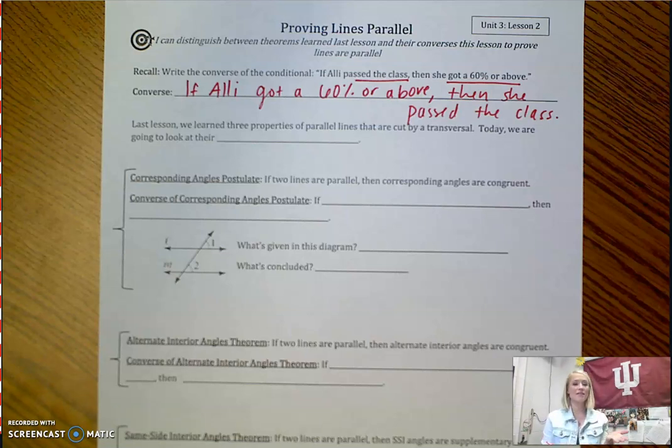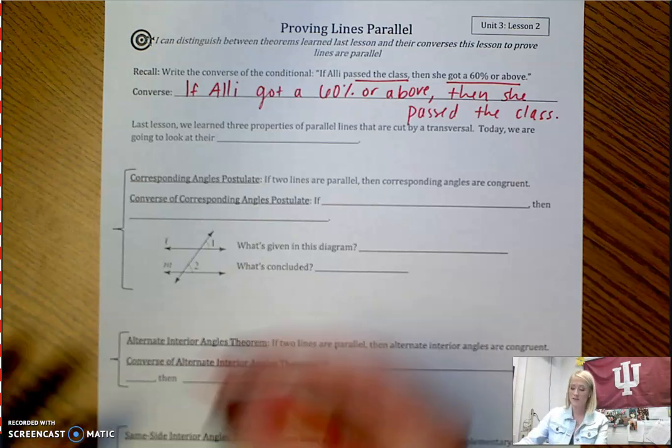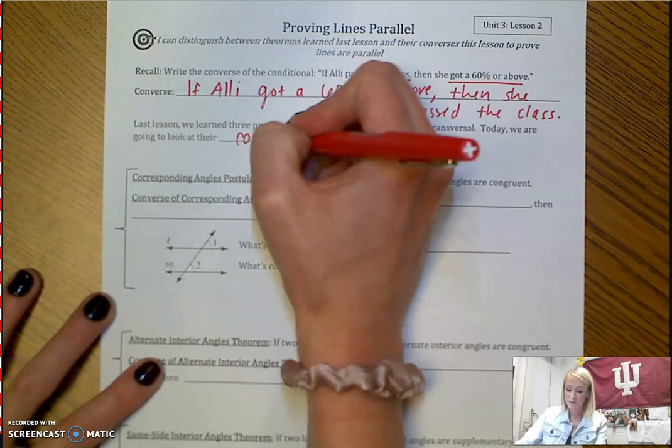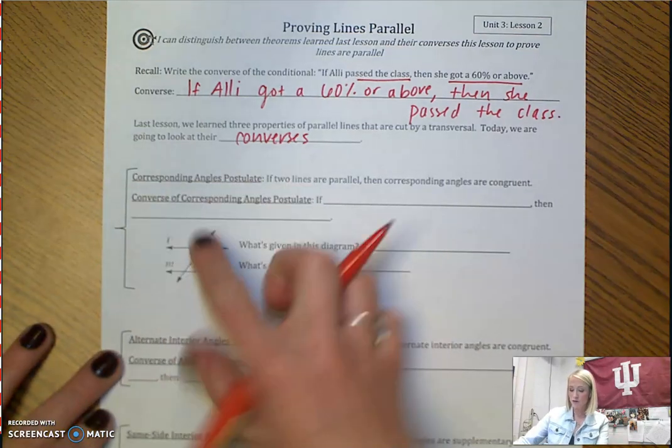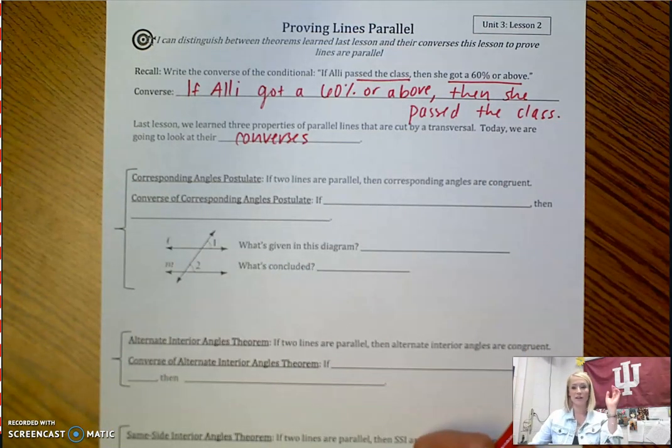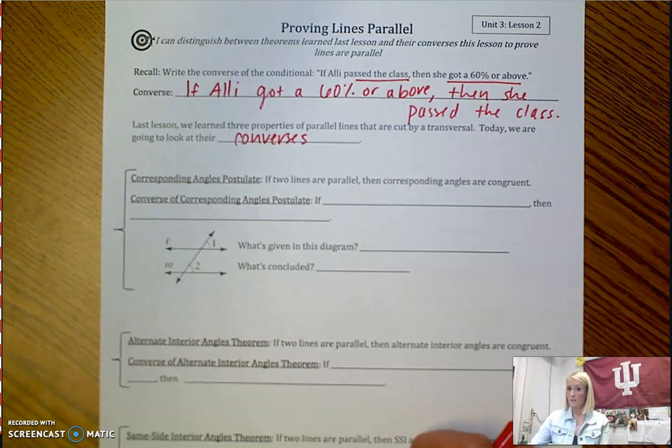Now, last lesson, remember, we learned about AIAs, SSIs, and corresponding angles. And we learned about 3 properties of those angles when the lines that your transversal cuts are parallel. Now, today, we're going to look at those same postulates and theorems, but this time we're going to look at the converses of those postulates and theorems. All 3 properties we wrote yesterday were in conditional statement form. So let's first, and I've grouped them together here, we're talking about one thing for each type of angle.